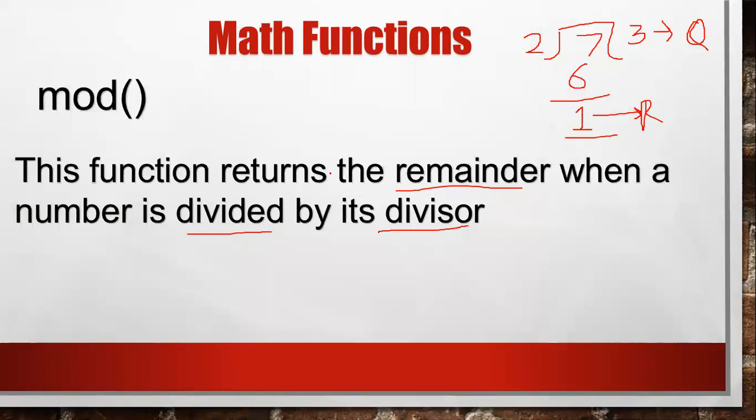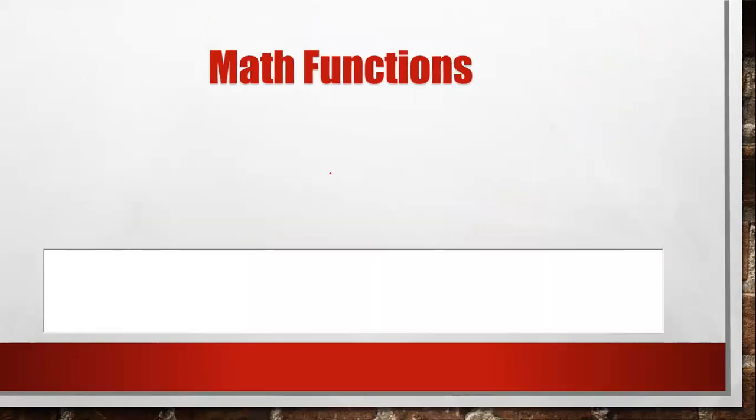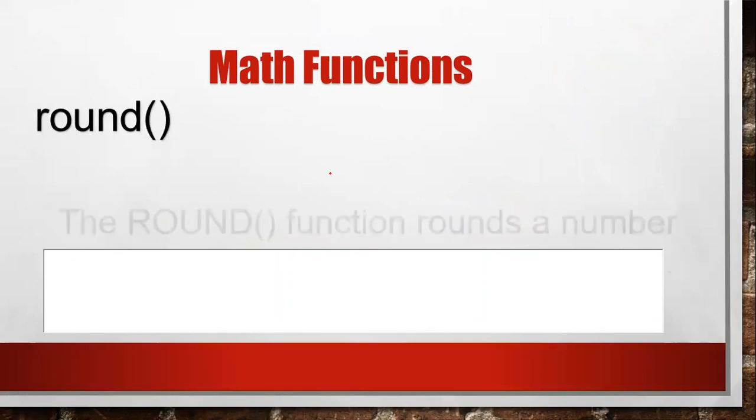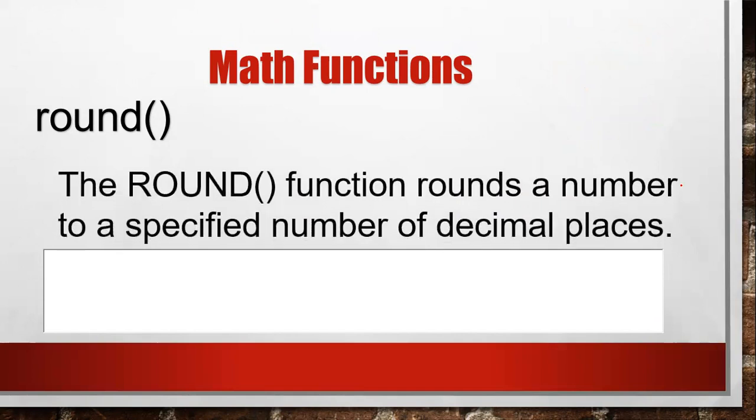Now after the mod function, the next mathematical function is round. Okay, so now we are going to learn about the round function. The round function rounds a number to a specified number of decimal places. So how will this round function work, let me explain. Suppose you have written round 23.456 comma 2.